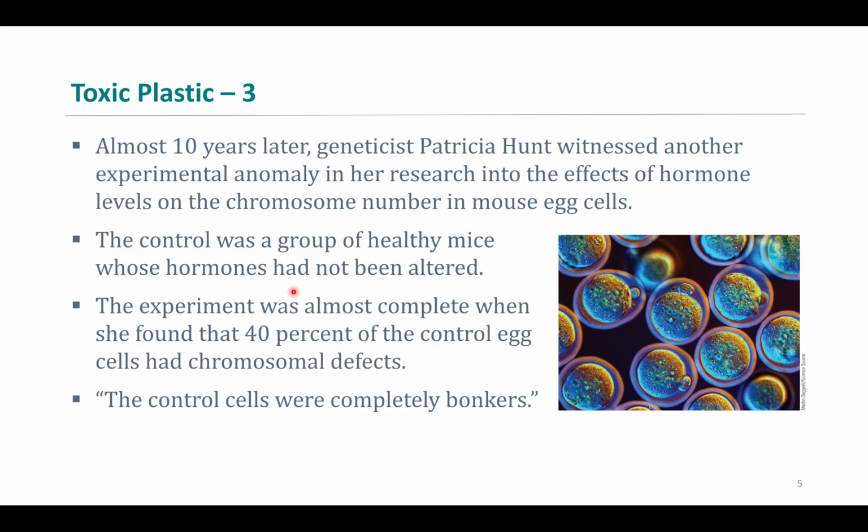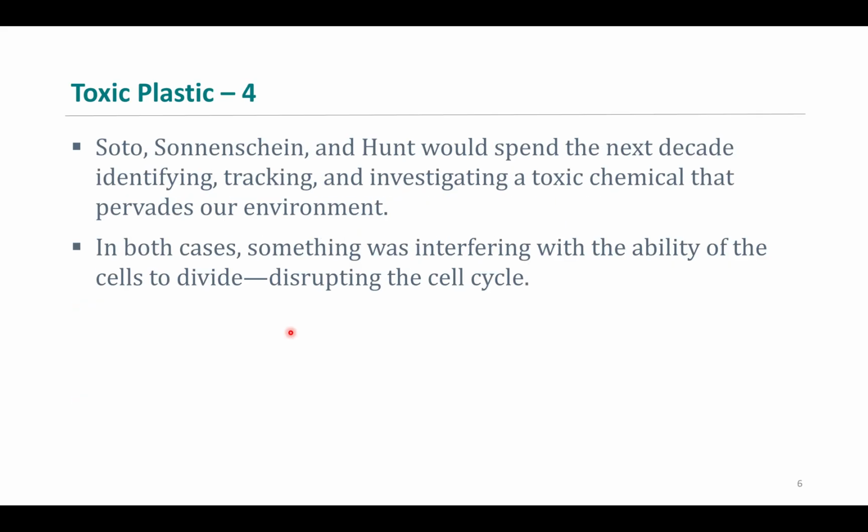In this case, two different chemicals were able to alter the cell division or the cell growth. As I mentioned, both the Soto and Hunt labs identified that toxic chemicals in our environment can disrupt the cell cycle, or can cause abnormal cell division or cell growth.